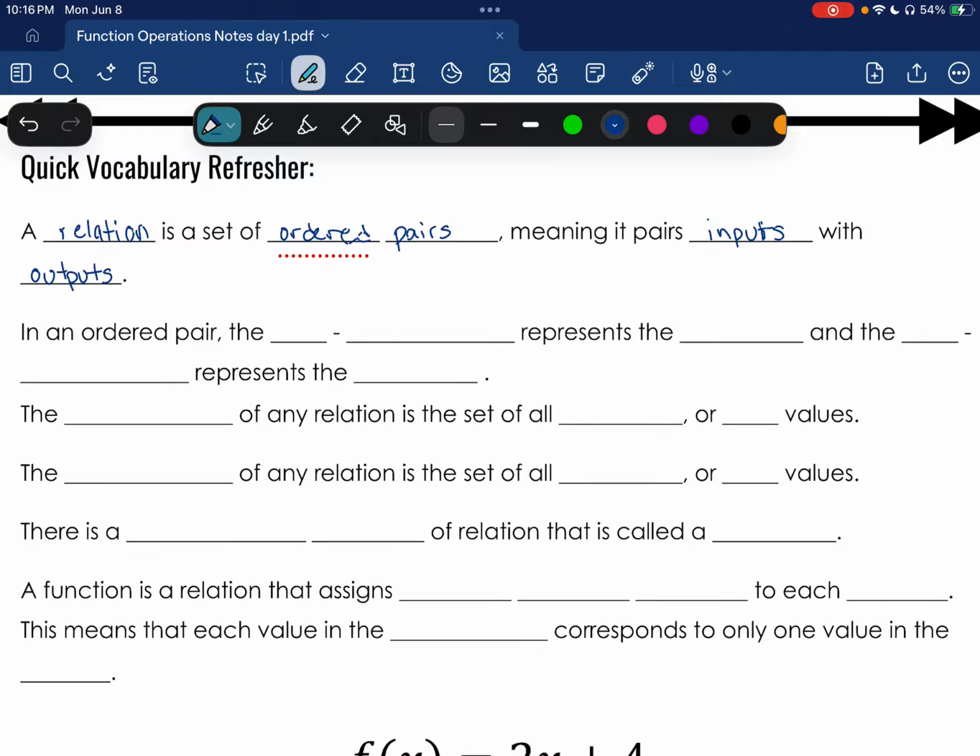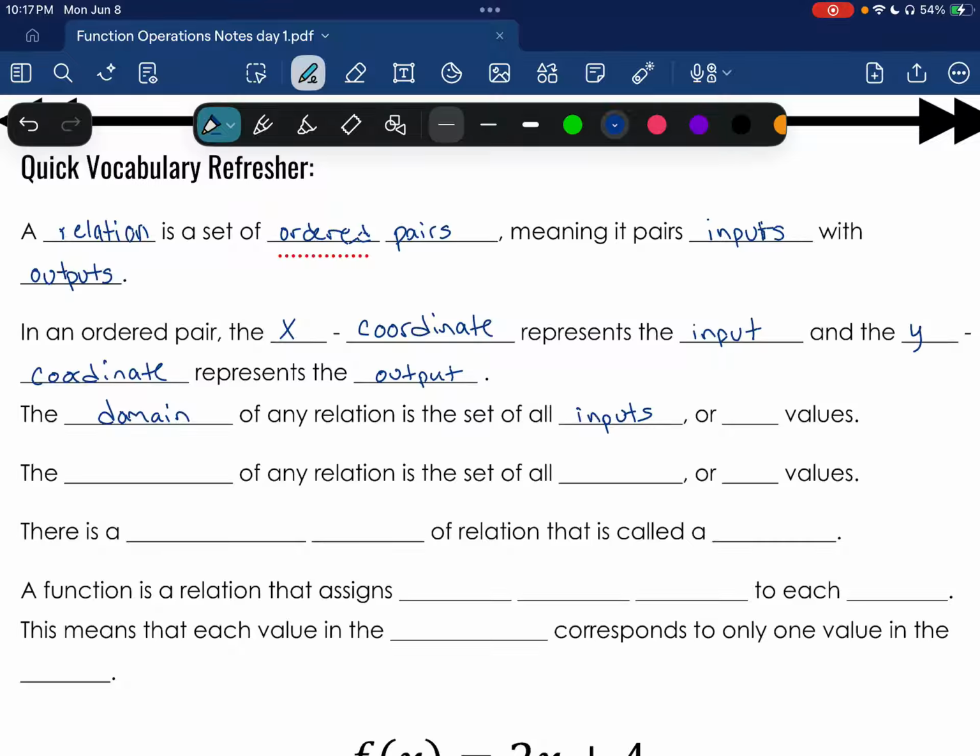In an ordered pair, the x represents the input, which you plug in, and the y coordinate represents the output. The domain of any relation is the set of all inputs or x values, and the range of any relation is the set of all outputs or y values that that relation takes.